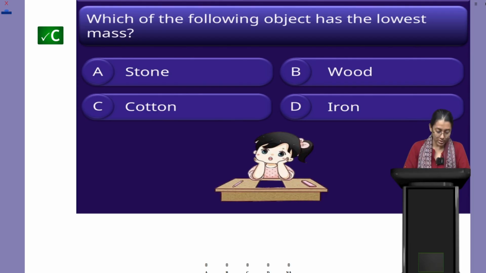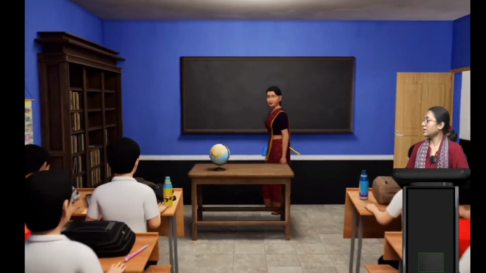Okay, so lighter means what? Lighter means less mass, isn't it? Heavier means more mass, lighter means less mass. So cotton will be lighter compared to stone, wood, and iron. So from this we can easily say that the object which has less mass is cotton. Clear, everyone? Very good.